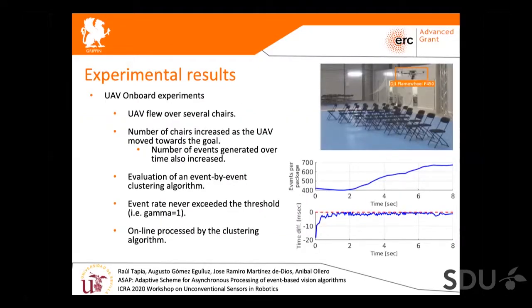In the onboard processing experiments, we use the experimental platform described before to fly over several chairs. We increase the number of chairs along the trajectory, and therefore the number of events generated also increases. Again, we use the same clustering algorithm for this experiment, and we observe that during the experiment, the threshold for preprocessing filtering was not reached.